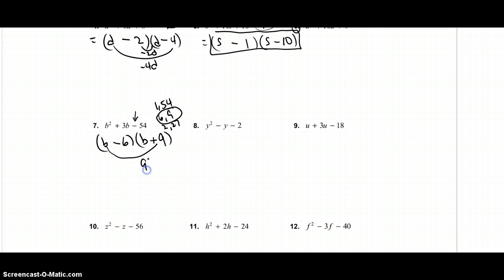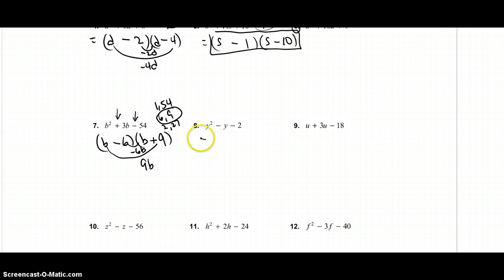Let's see, 9b, and this is negative 6b, and those add up together to be positive 3. So the trick is, if the last number is negative, you know your signs are going to be different. One positive, one negative. Whichever the bigger number is going to have this symbol right here. So this is positive. We need our bigger number, which is 9, to be positive.